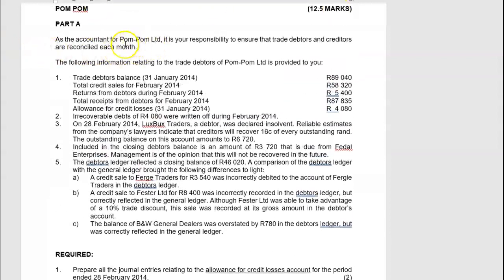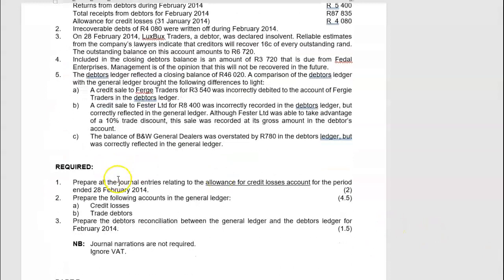Now, you are the accountant of Pom Pom. It's your responsibility to ensure that trade debtors and creditors are reconciled on a monthly basis. Now, in the first part of the question, they tell you, prepare the journal entries relating to the allowance for credit losses account. Only those journal entries that have an impact on the allowance for credit losses account for the period up to 28 February.